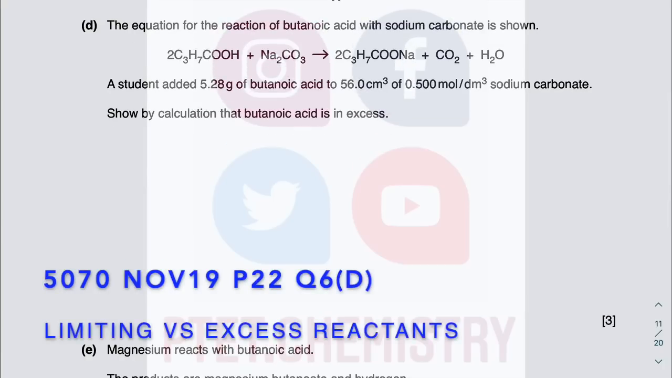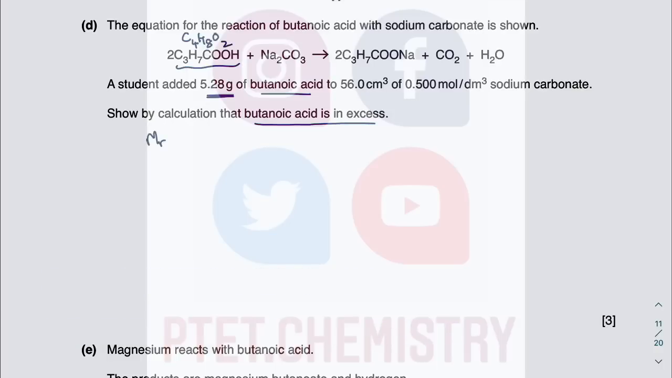Next question is a calculation. You want to show butanoic acid is in excess. So they give you the mass of butanoic acid. So this is butanoic acid. It is C4H8O2. I'm just getting the molecular formula so that it's easy to just multiply 12 times 4 plus 8 plus 16 times 2. That's going to give me 88.